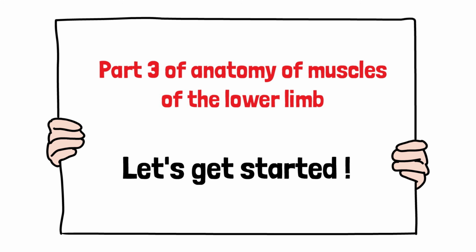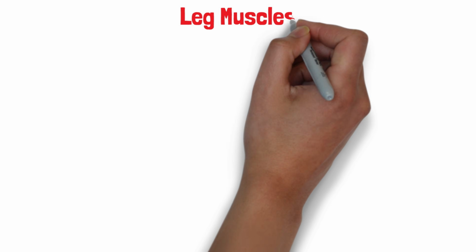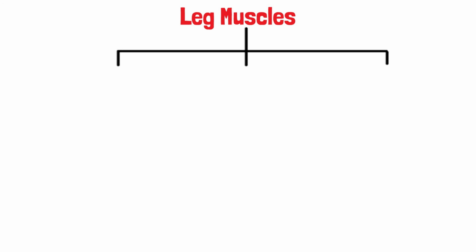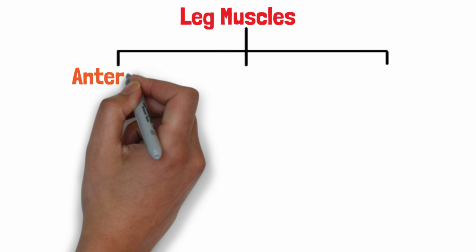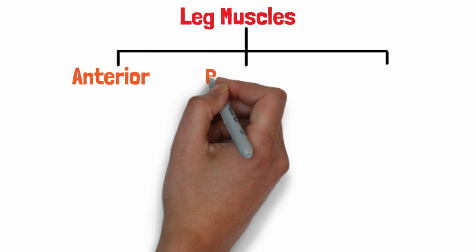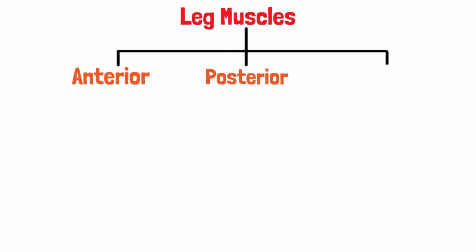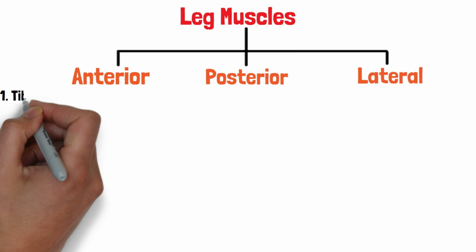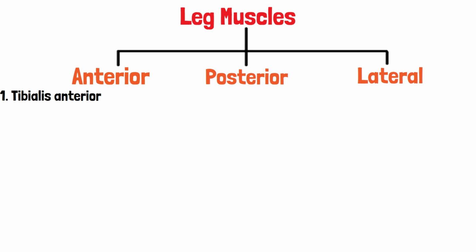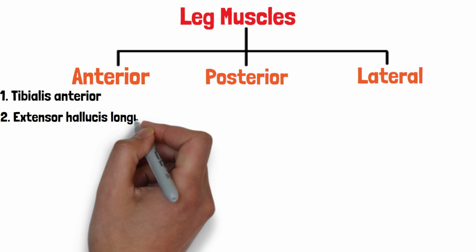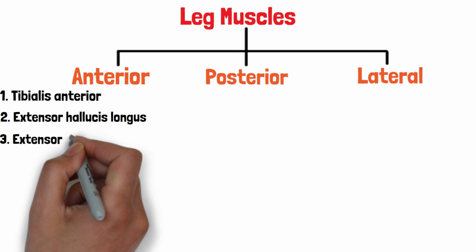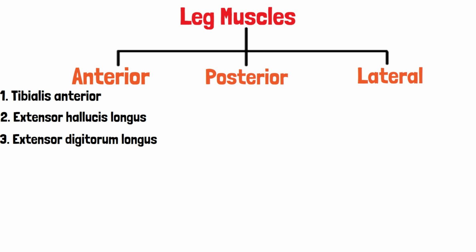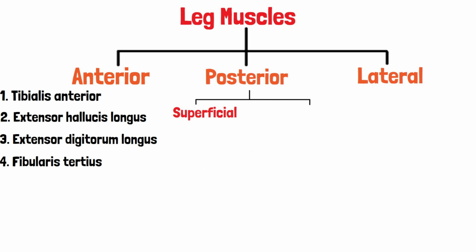Instead of memorizing 13 different muscles individually, what if you could learn them by remembering just 3 compartments? That's exactly how the leg is organized. The compartments of leg include anterior compartment, posterior compartment, and the lateral compartment. The anterior compartment includes the tibialis anterior muscle, extensor hallucis longus muscle, extensor digitorum longus muscle, and the fibularis tertius muscle. The posterior compartment is further divided into superficial and deep group.